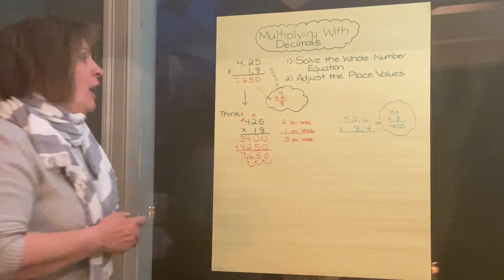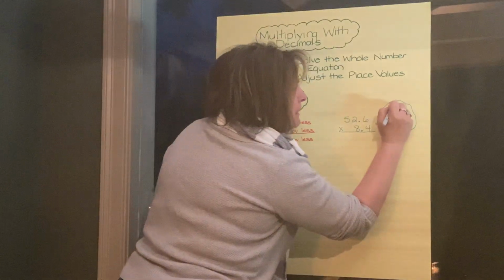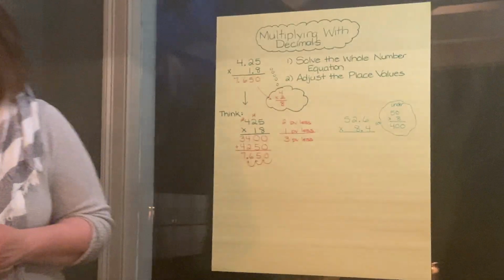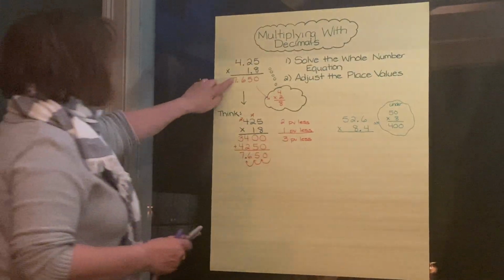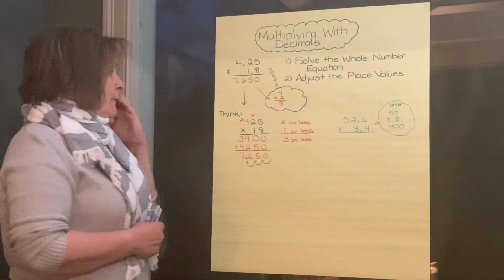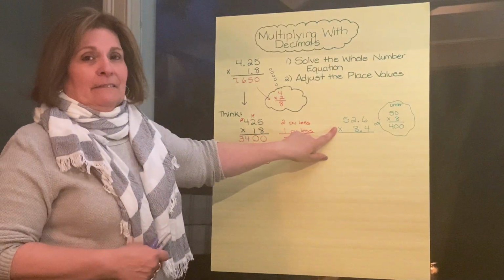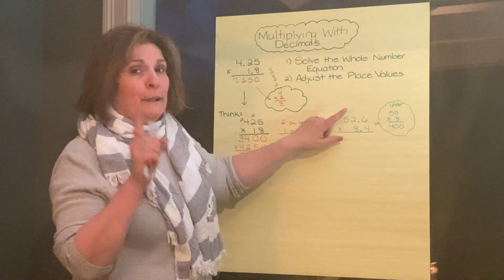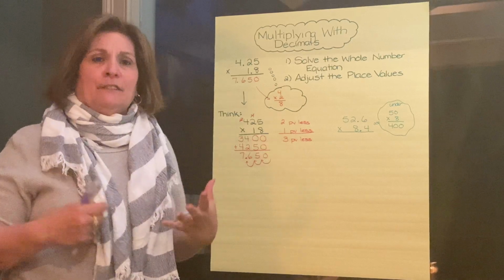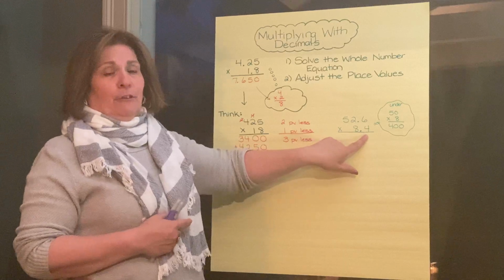And we know that that's an underestimate because we rounded down on both of these. So it's going to be an underestimate. Okay. Now, in my next one, you can see here I rewrote it as a whole number equation or problem. Here I'm not going to rewrite it. I'm just going to, for now, ignore these decimal points. I'm going to solve this as if it were 526 times 84.